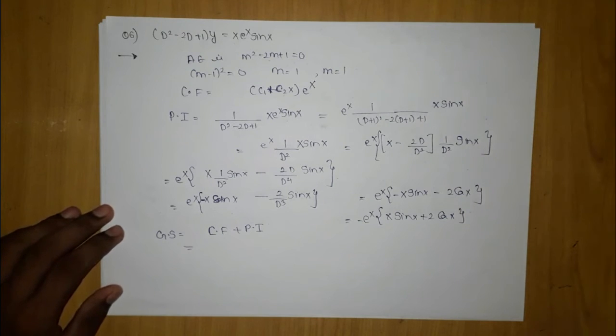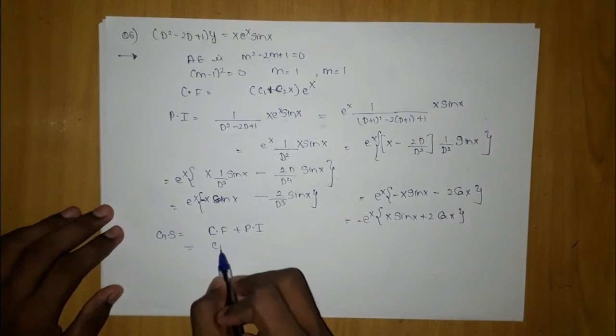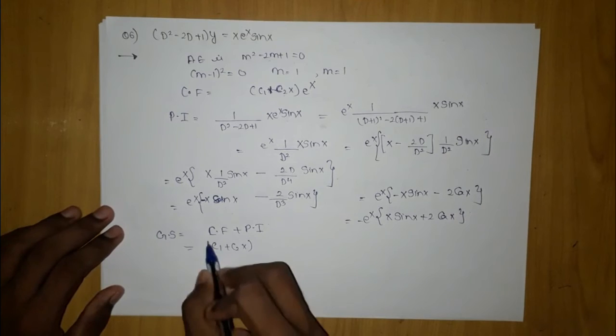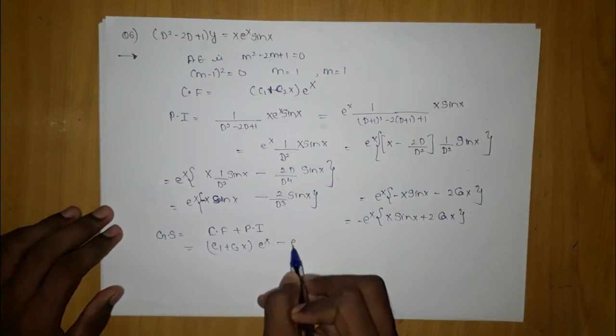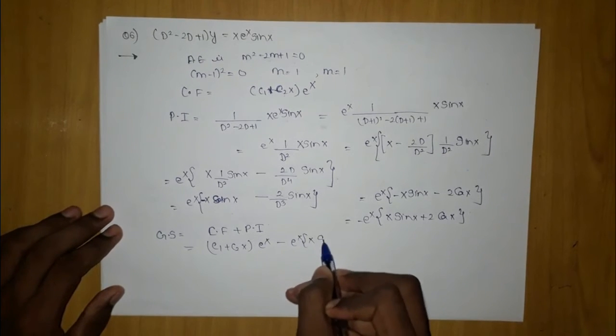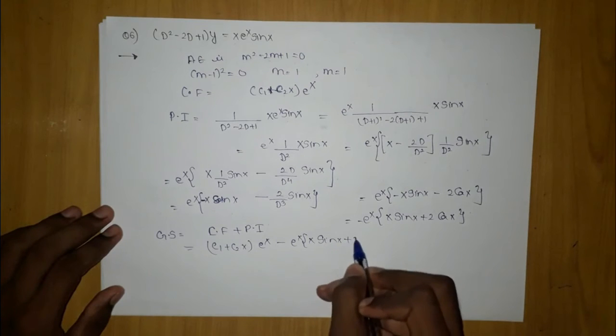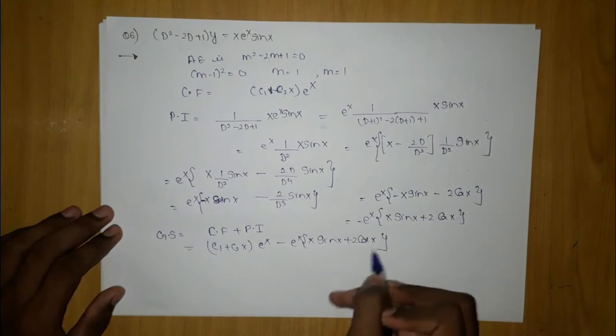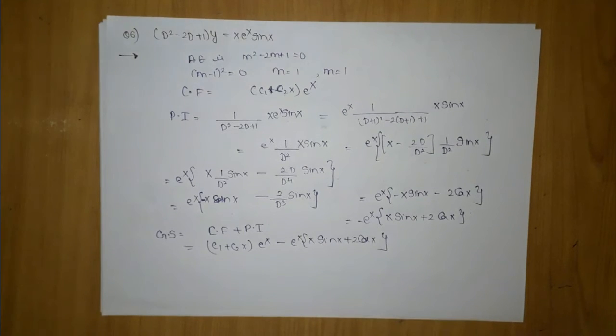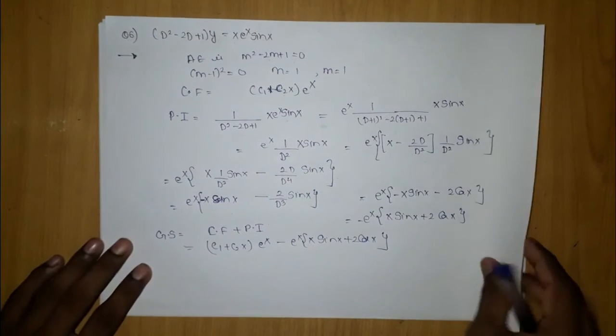So I think that you will be able to do those two steps. So here, (c1 + c2 x) e^x minus e^x (x sin x + 2 cos x). So we are getting this thing as our answer. Now let's move on to the next question.